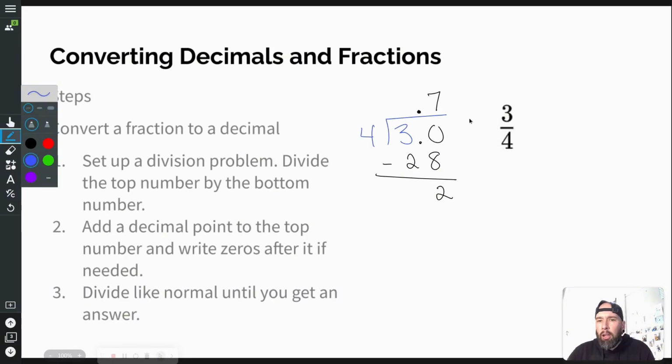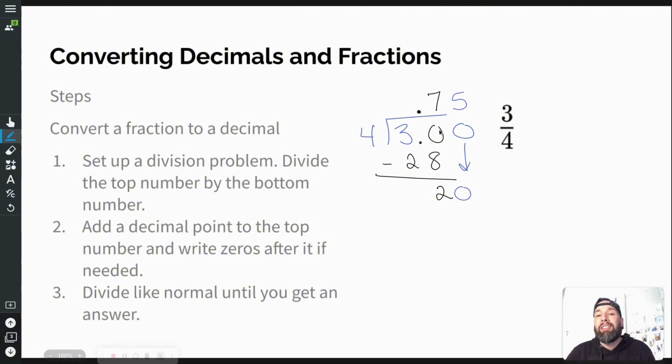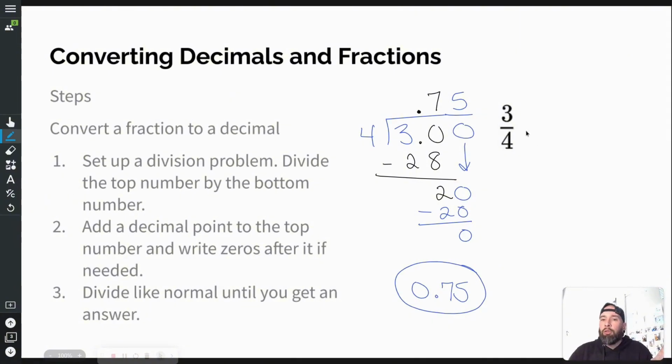Okay? Add a 0 if you need to, and do it again. How many times does 4 go into 20? 5 times exactly. So 4 times 5 is 20. Subtract, you get a remainder of 0. So what we get is 0.75. That's 75 hundredths. The tricky part about this is remembering that the denominator goes on the outside.